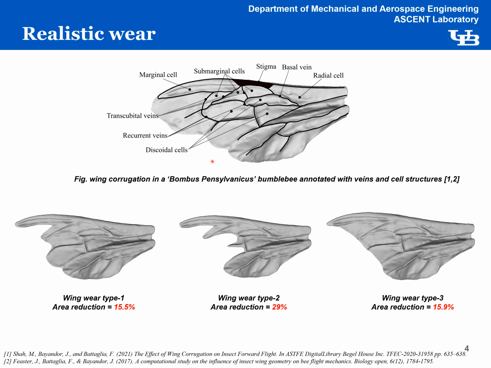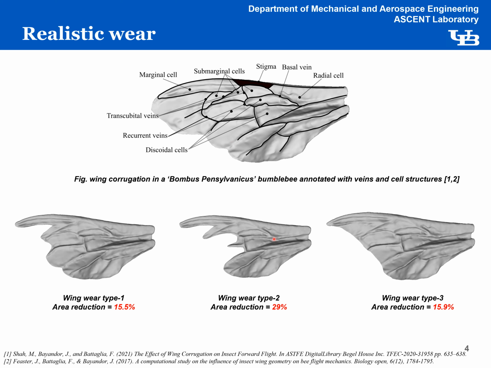The figure on the top shows a Bombus pennsylvanicus bumblebee wing with its corrugation marked with all veins and cells. It is to note that the tip of the wing has no veins. That means the tip part of the wing is more susceptible to wear, as was shown in the previous slide with the natural wing wear patterns.